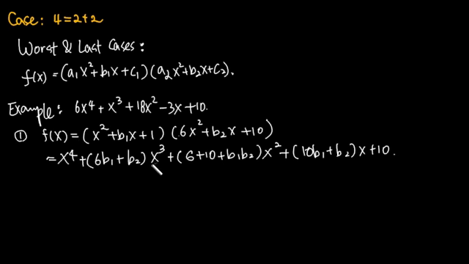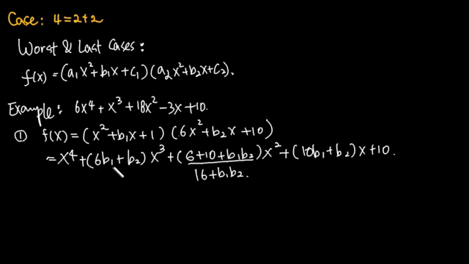Okay, here's what I got when I did it. The coefficient of x to the third is 6b1 plus b2. The coefficient of x squared is 6 plus 10 plus b1 b2. The coefficient of x is 10b1 plus b2, and plus 10 is the constant. So that part here is the same as 16 plus b1 b2.